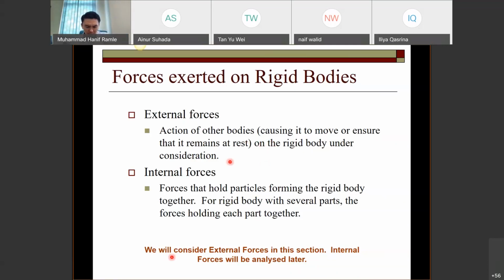So we will consider external forces in this section. Internal forces will be analyzed later. In this 2D moment topic, we will only consider external force.